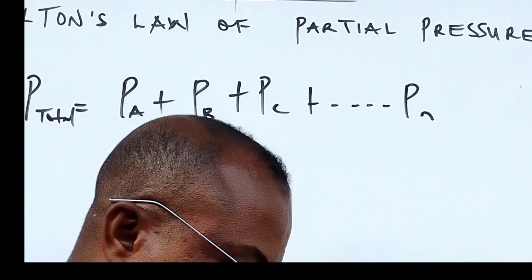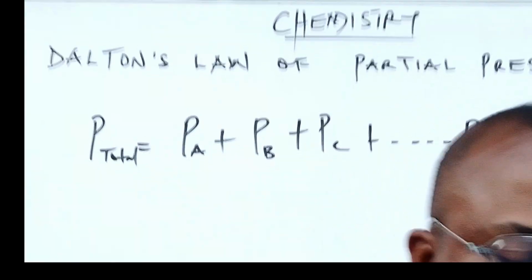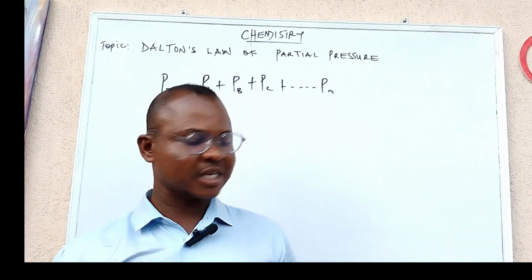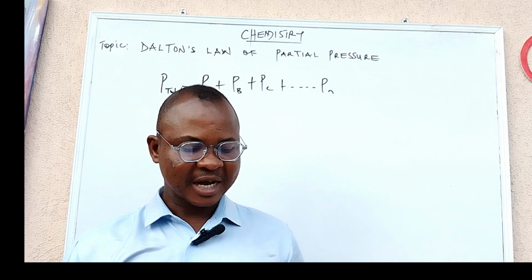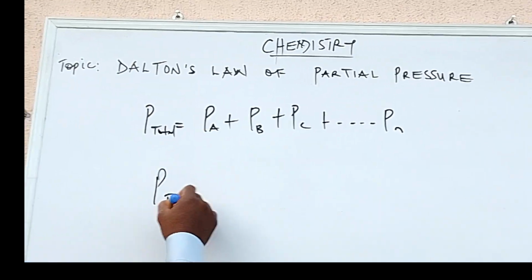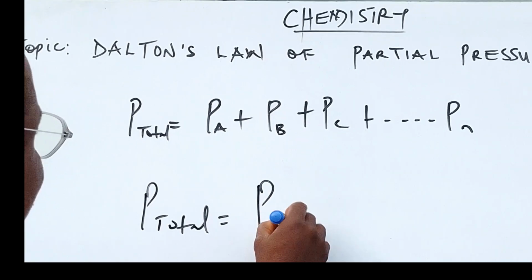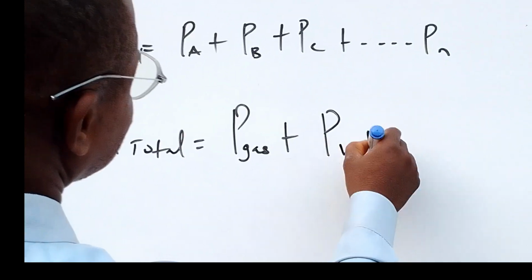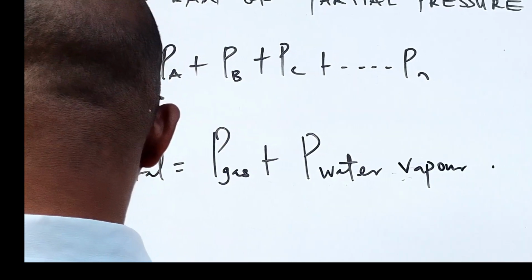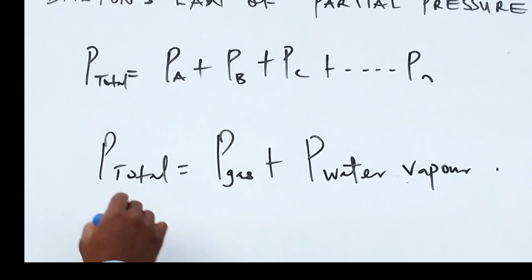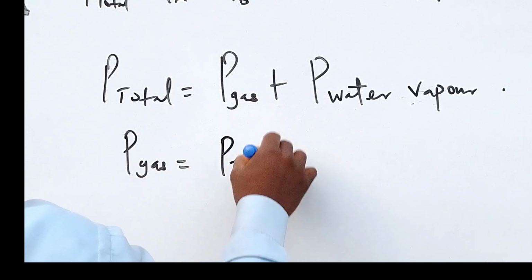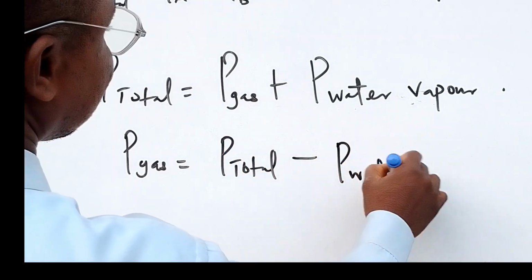What we are saying is that when a gas is collected over water in the laboratory, water vapor mixes with the collected gas, and the total pressure exerted will be the pressure exerted by the gas and water vapor. See what we have on the board. Now we can see that P total gives us P gas plus P water vapor. In other words, making P gas the subject of the formula, P gas equals P total minus P water vapor.